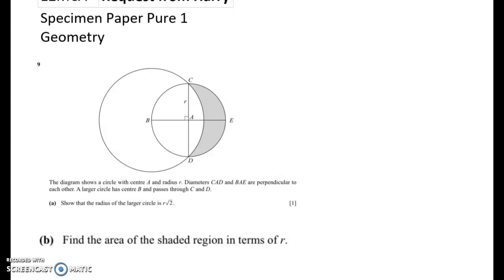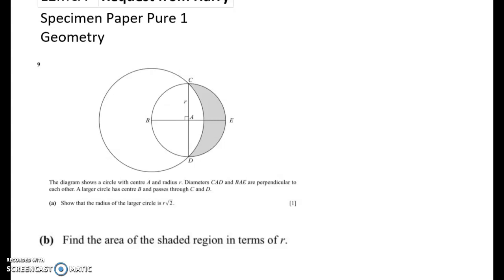but sometimes you have to think about what's in the diagram as well. So the first circle is the little one and it's got a centre at A and a radius of R. So here's the centre and there's the radius. And the diameters CAD and BAE are perpendicular to each other. Then we've got a bigger circle, and that goes through points C and D. The first thing we have to do is to show that the radius of the larger circle is R root 2. That's going to lead us into solving the second part of the problem.